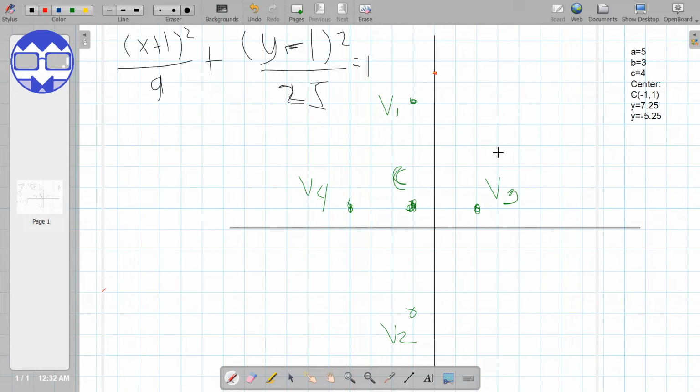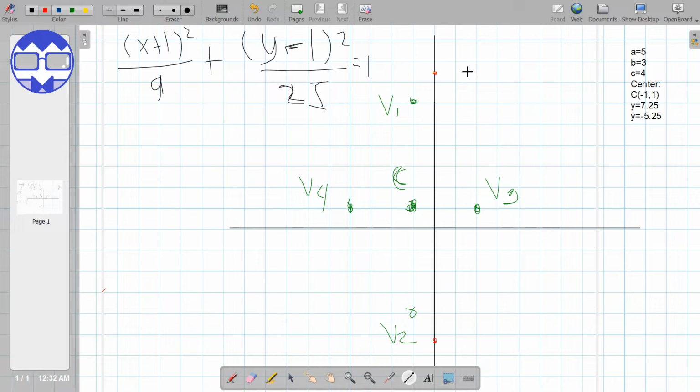7.25. Okay, and negative 5.25 is 1, 2, 3, 4, 5.25, somewhere. So why did I count in the y-axis? It's because our equation is y equals. So count in the y-axis. If it's x equals, count in the x-axis.